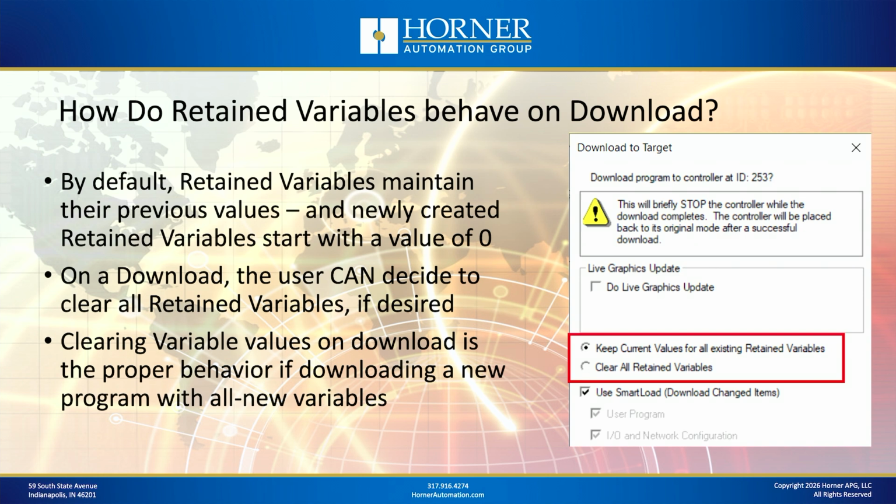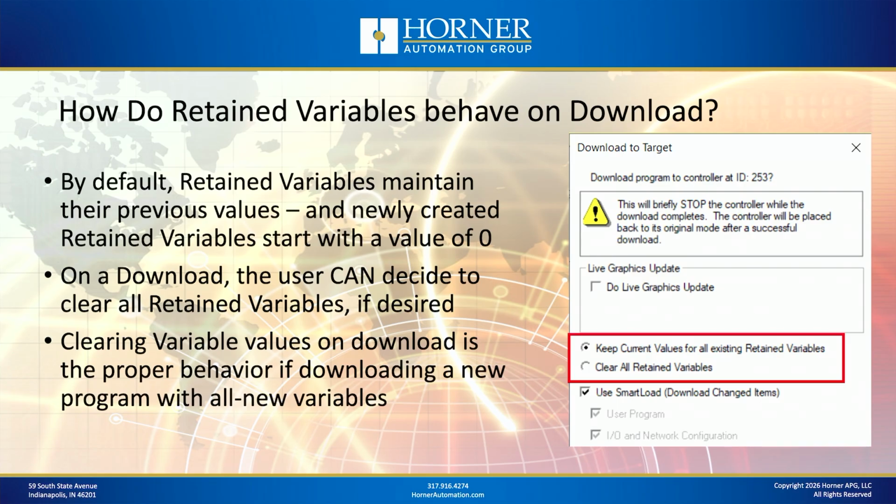If I've made a programming change and I've added variables to my system, then those variables are all going to start out with a value of 0 by default. However, for existing retained variables, those by default are going to keep whatever value they had before the transition. But I do have the option to clear those if I choose. There's a couple scenarios in which I do that.